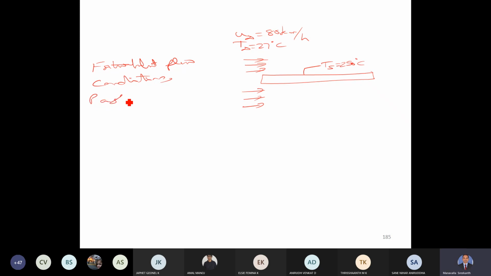you'll see on page 122 of your data book, equation set 1.4.1, fully turbulent from the leading edge. There you will see the average Nusselt number is 0.037 Reynolds number to the power 0.8 and Prandtl number to the power 0.33. You will have to use this equation. So Reynolds number, you will have to find out.